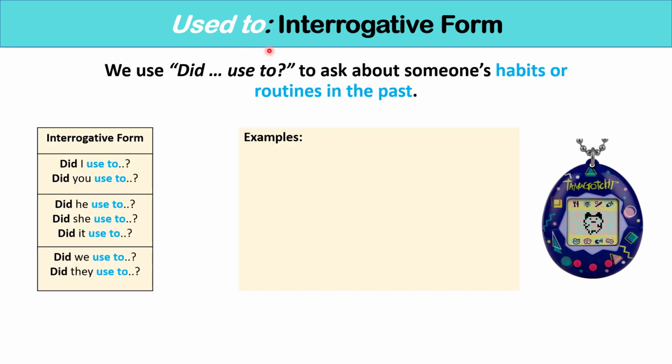Now let's talk about asking questions and the interrogative form of "used to". We use "did use to" to ask about someone's habits or routines in the past. Did I use to? Did you use to? Did he use to? Again, we don't add a D after "use". We don't say "did I used to". We say "did I use to" without the D.